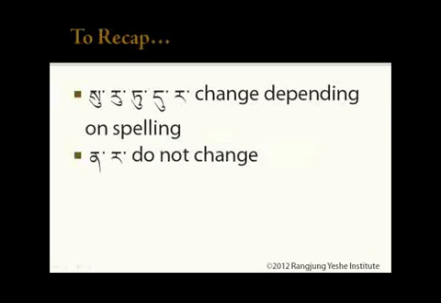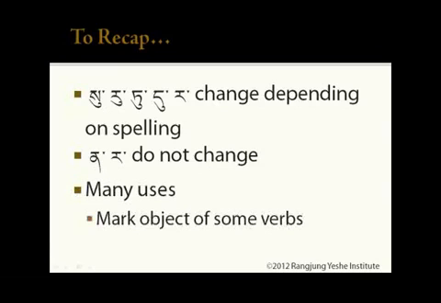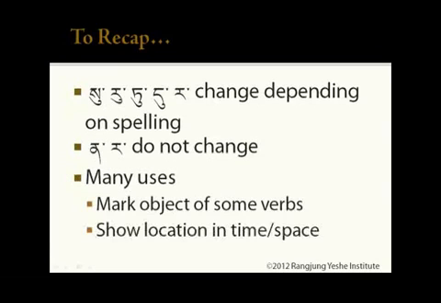To review, there are 7 Ladin particles, and 5 of them change spelling depending on the syllable that came before it. These particles have a wide range of uses, but 2 of them are to mark the object of some verbs and to indicate location in time or space.